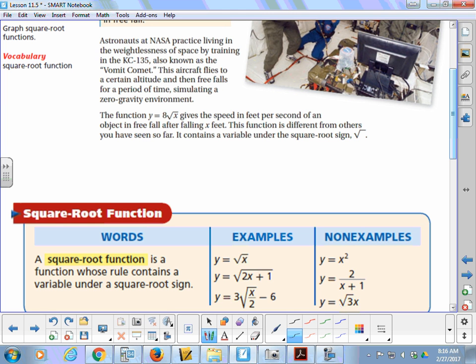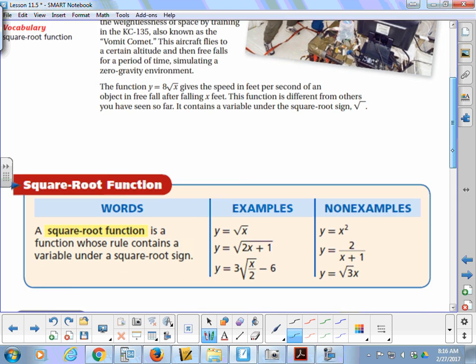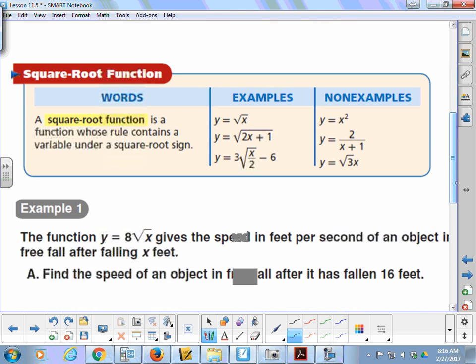Now, the thing about the square root is that you can't take the square root of a negative, we know that. And whatever the sign is in front of the square root tells you whether it's going to be positive or negative. So if there's no sign in front of it, remember it's going to be positive. A square root function is a function whose rule contains a variable under a square root sign. Here's a couple of examples of square roots.